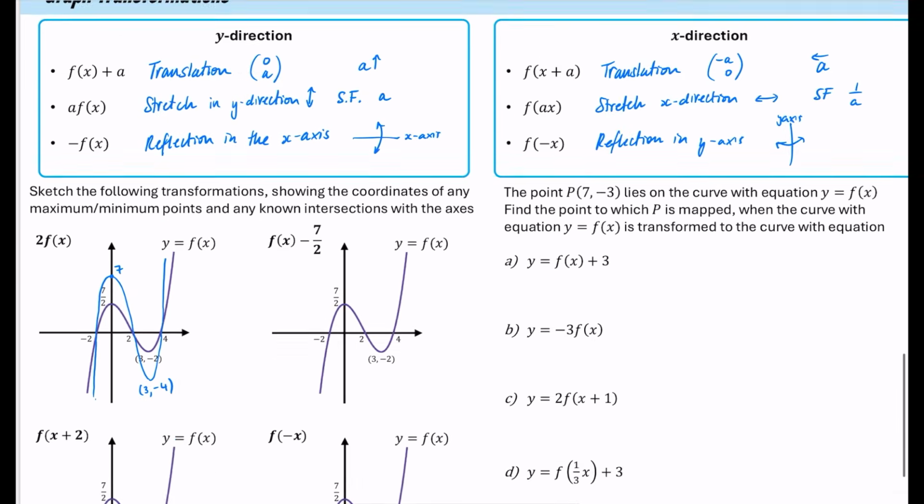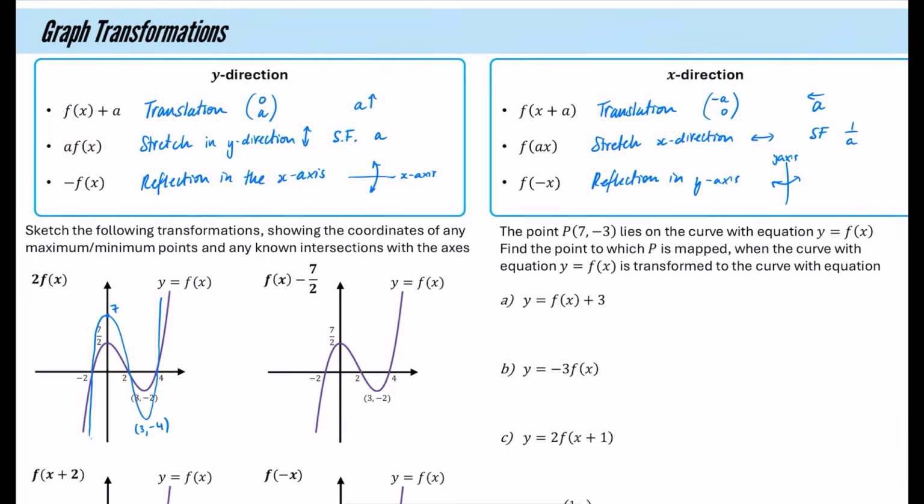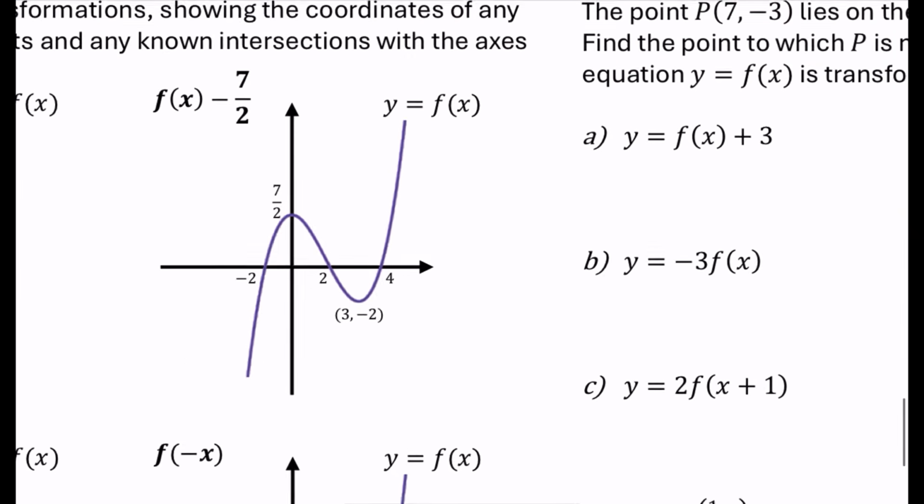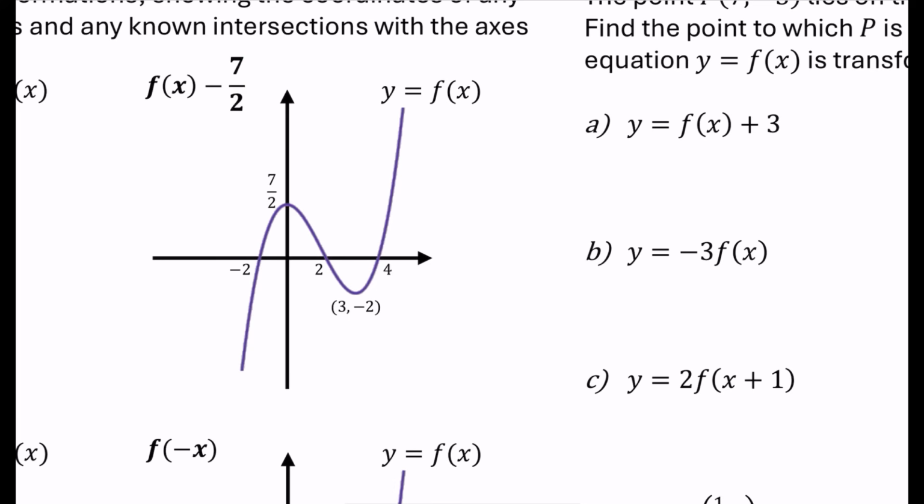Okay, the next one that we've got is a minus 7 over 2. It's outside of the brackets. All of these ones are outside of the brackets. These ones are all inside the brackets. So we're shifting down minus 7 over 2. We're going down 7 over 2, which means that it is going to cross at this point instead.